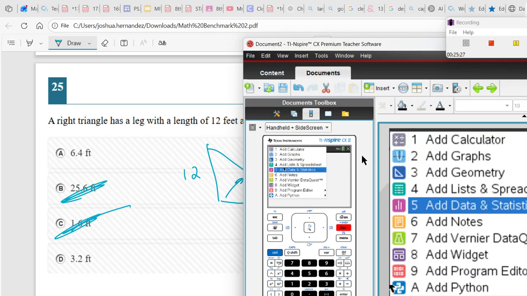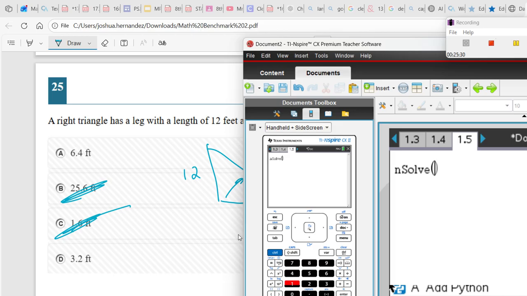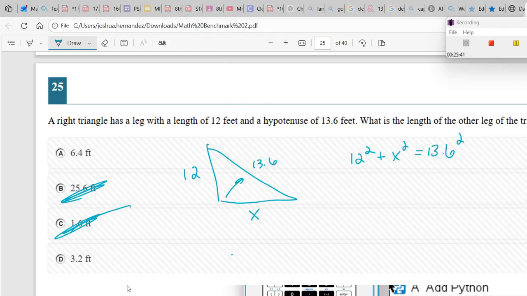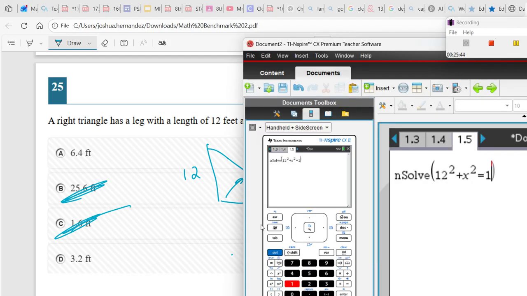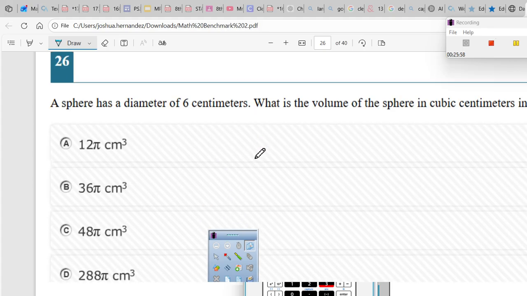All right. So I'm going to add a document over here. Menu 3.1. And correctly, it's 12 squared plus x squared equals 13.6 squared, and then x, 6.4. There she is. Pretty easy, guys. Not too bad at all. Very easy test. So far, really easy test.